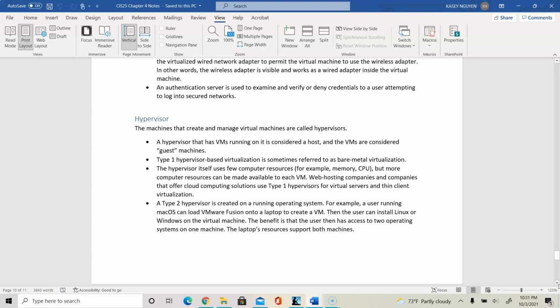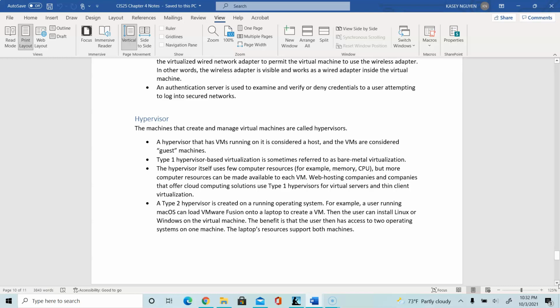Type 1 is based on virtualization that's referred to as bare metal virtualization, and this is often used by web hosting companies or companies that offer solutions using hypervisors and virtual servers for a thin client environment, where it's just a small, minimal hardware system that will connect and access the desktop.